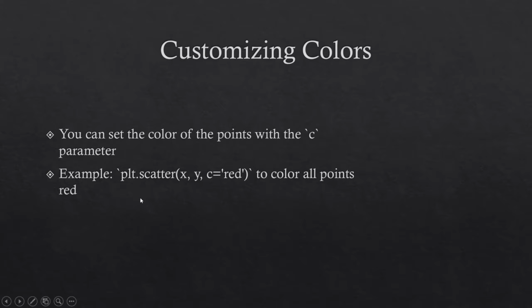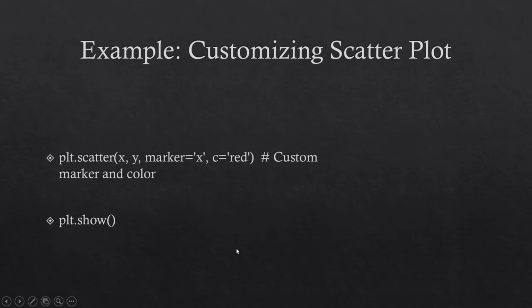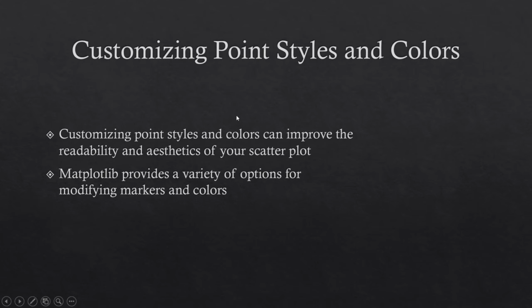You can set the color of the points with the c parameter. Example, plt.scatter(x, y, c='red') for red color points. plt.scatter(x, y, marker='x', c='red'). Custom marker and colors. plt.show.